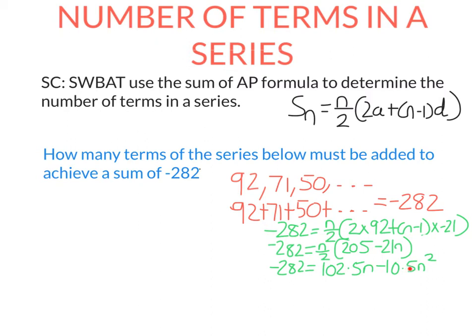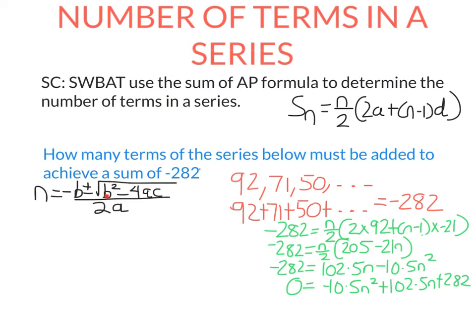So this is actually a quadratic. When we're solving quadratics, we need one side equal to 0. So what I'm going to do is add 282 to both sides. So now we have a quadratic where the variable is n. Because the numbers here are large and weird, it's probably easiest to solve this equation using the quadratic formula.